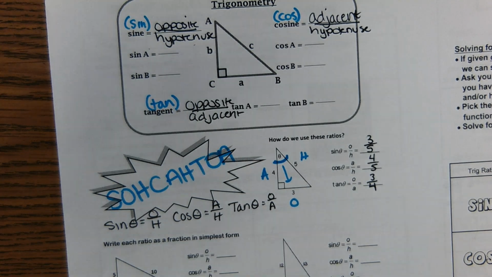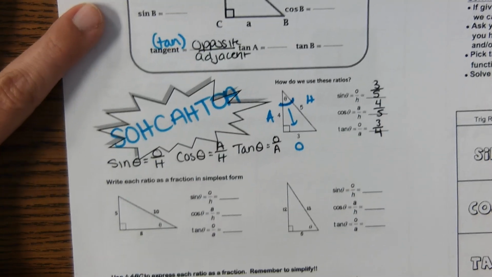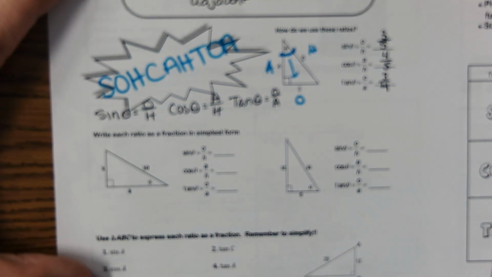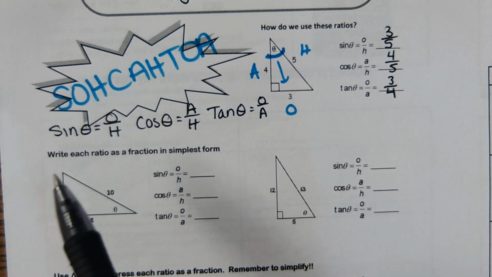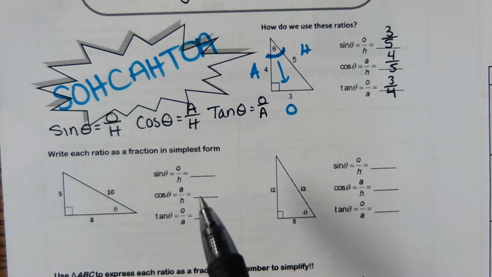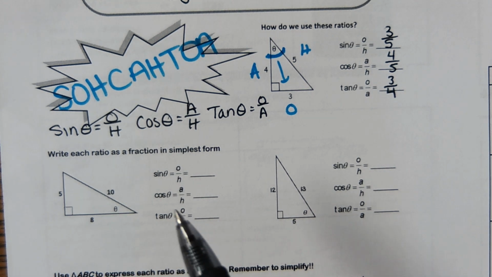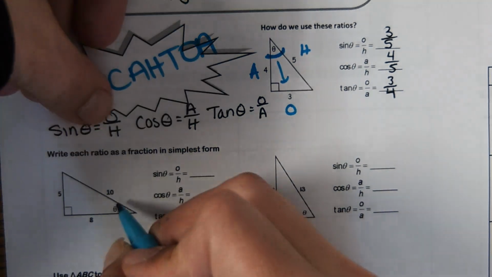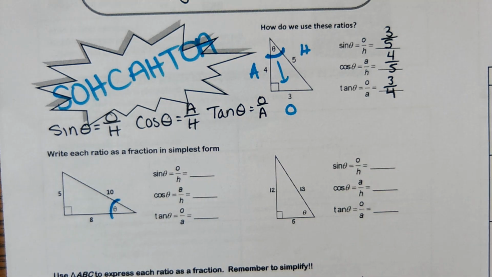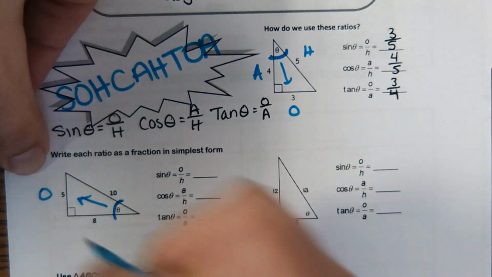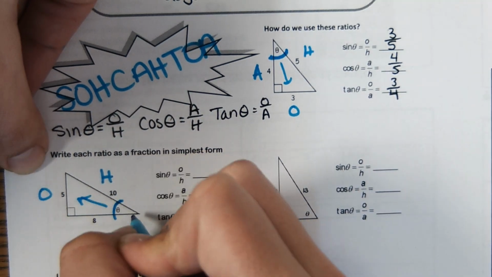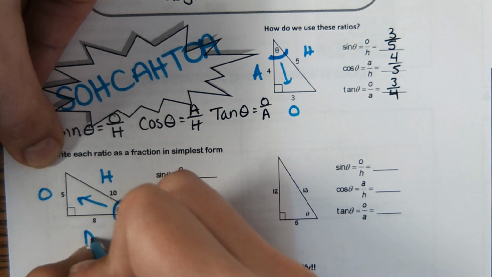So we're going to continue practicing it here. Let me zoom in a little bit. Okay, so I'm going to do one with you here, and then I'll have you do one on your own right here. It says, write each ratio as a fraction in simplest form. And it has theta here. So first thing we do, draw an arc at theta. That's our designated angle. Then label your sides. So from this, we have our opposite side. This is our hypotenuse, the longest side, across from the 90, and then adjacent.